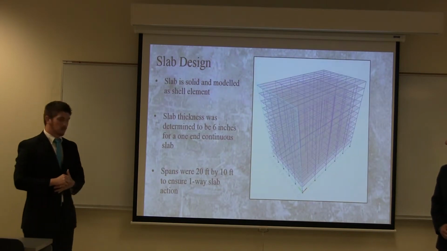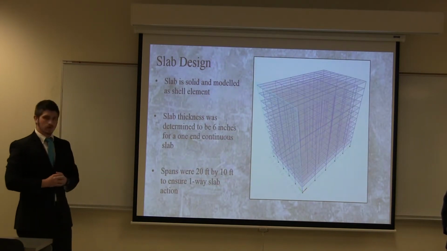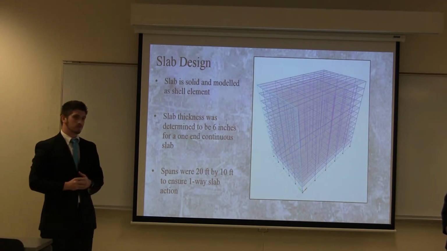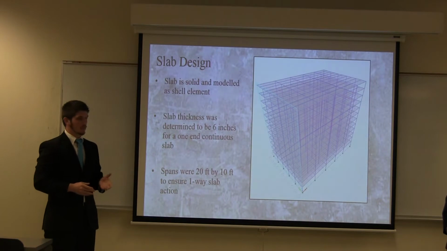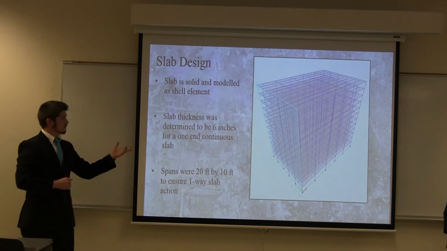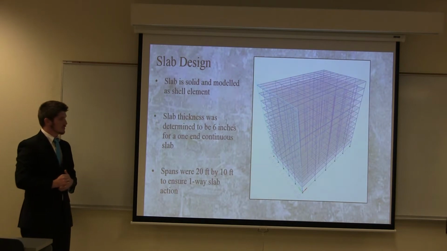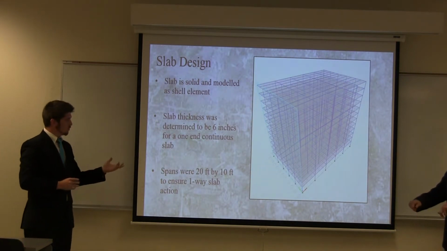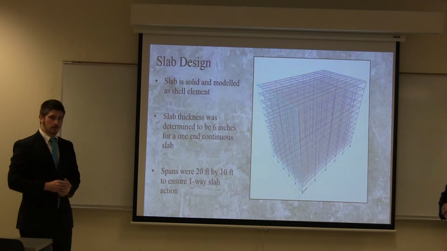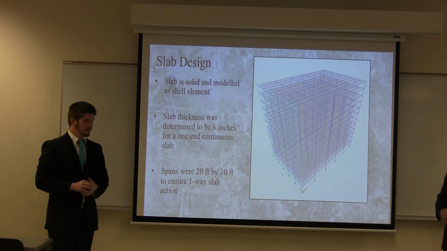Next, we did the slab design. The slab design was modeled as a shell element, and it was important that we assigned all the floors as a rigid diaphragm. That way the deformed shape worked correctly. The slab thickness was determined to be 6 inches, and that was for a one-end continuous slab, which is L over 28, and our L was 10 feet.